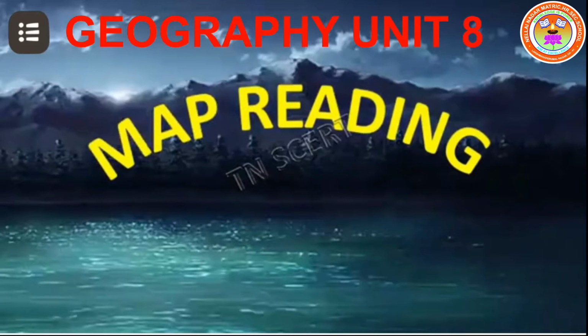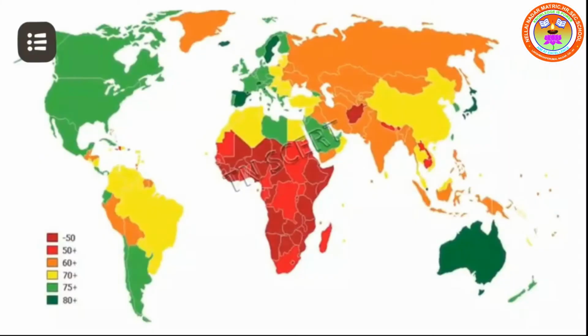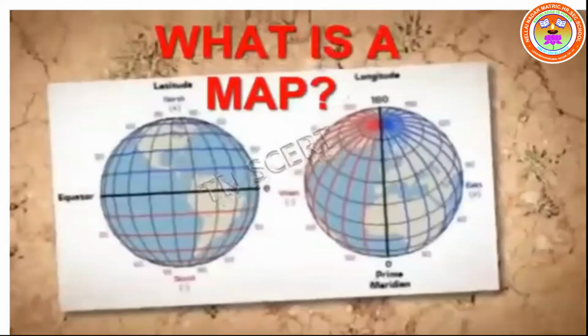In today's class, we are going to see Geography Unit 8, Map Reading. Maps help to compare places and relate people's activities to the locations where they live. Cartographers use various methods to make maps as precise as possible. They design maps in a way that they can be read and understood by people throughout the world.